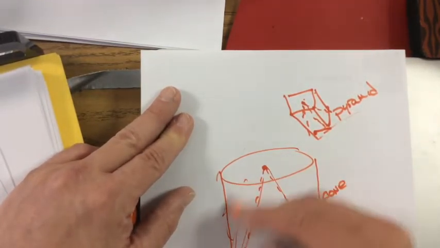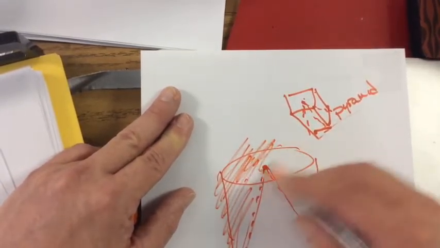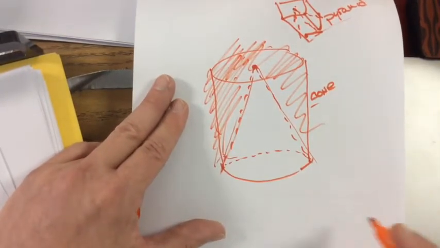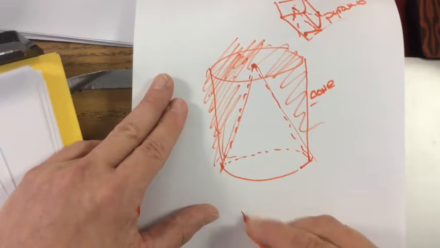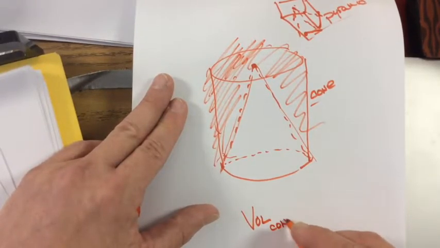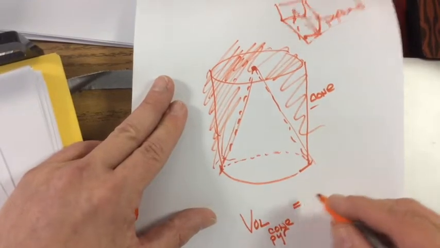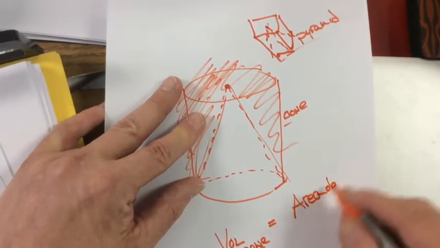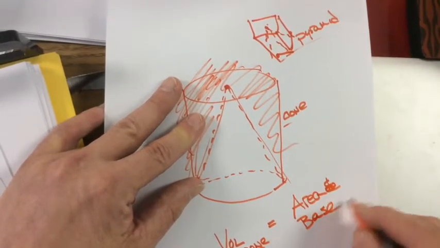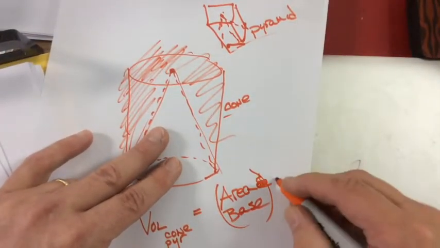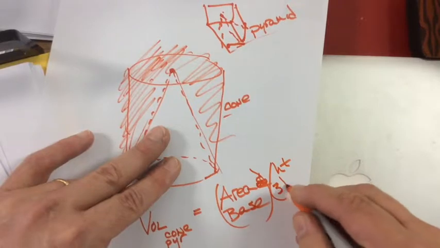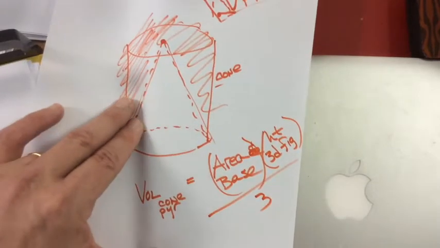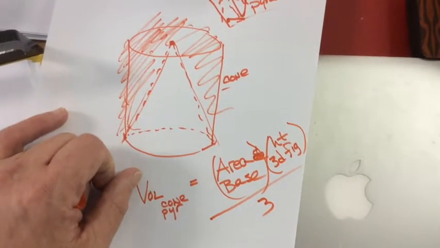In both cases, you would be actually whittling away, throwing away 2/3 of the original shape in order to get that cone or that pyramid. So the volume of a cone or a pyramid is equal to the area of the base times the height of the 3D figure divided by 3, because that's what's left after you took 2/3 away.